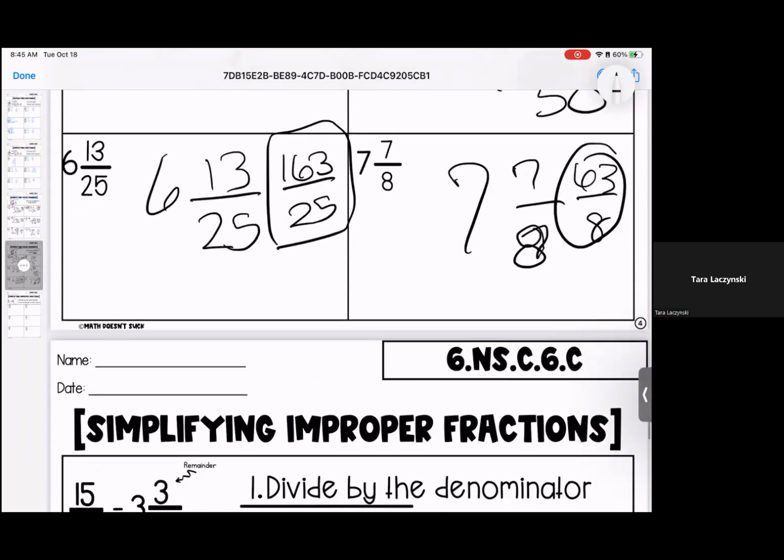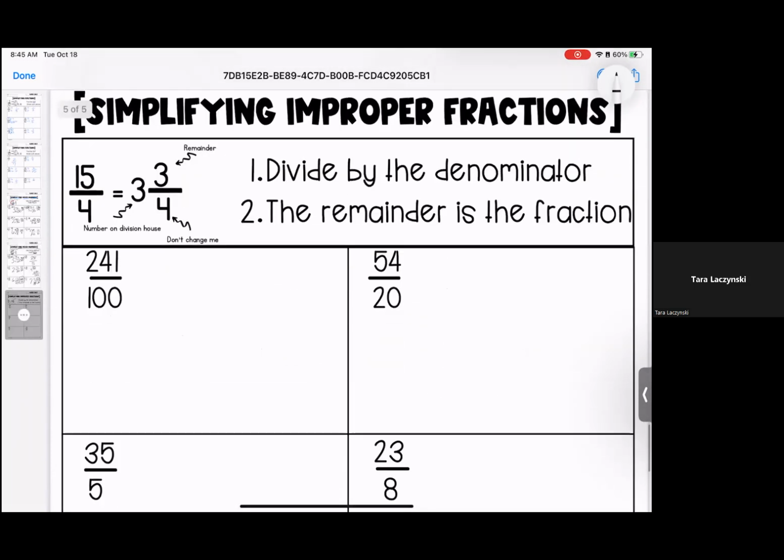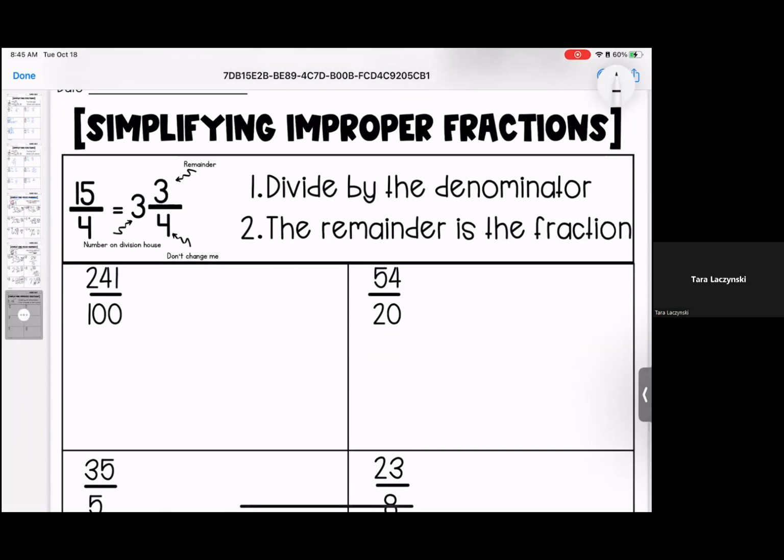All right, love bugs. And then our last page is simplifying our improper fractions. So now that we've made them, can we put them away? So now we're thinking, okay, each box of pizza holds 100 slices. How many slices can I pull out of this?